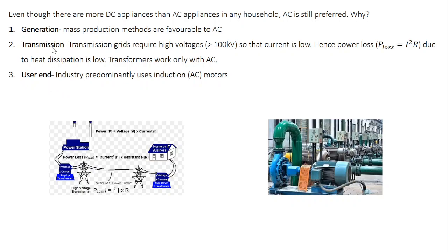So if you look at the generation, transmission and reception, in all the three stages AC is more favored over DC. So that's about some of the differences and comparisons between an AC signal and a DC signal. Let's now get into the business of analyzing an AC circuit.